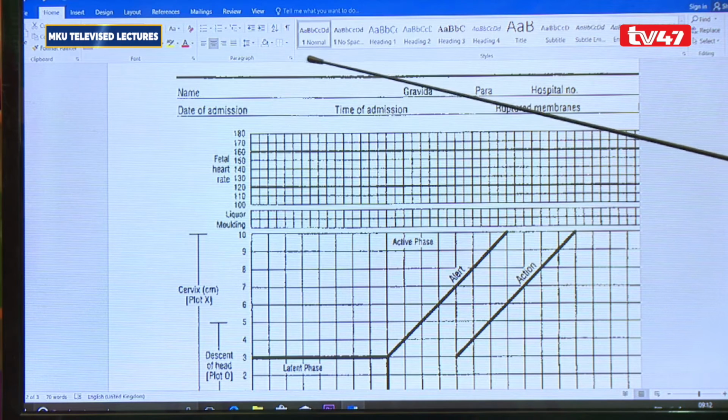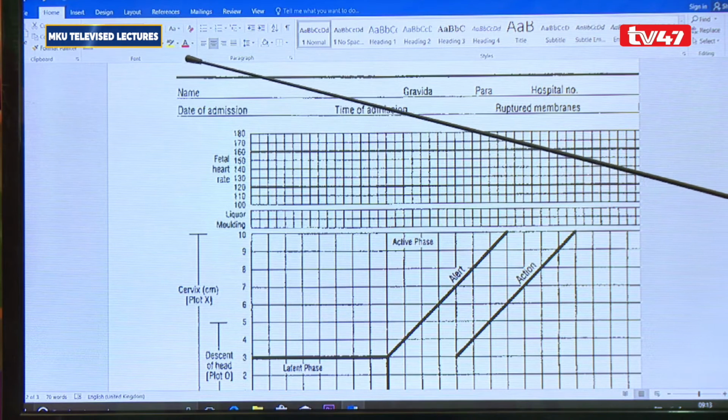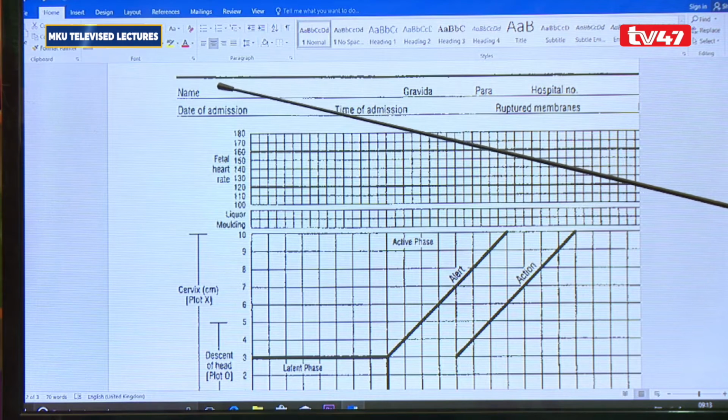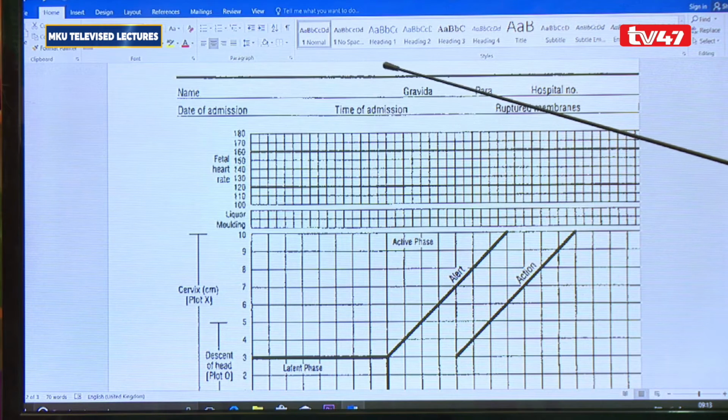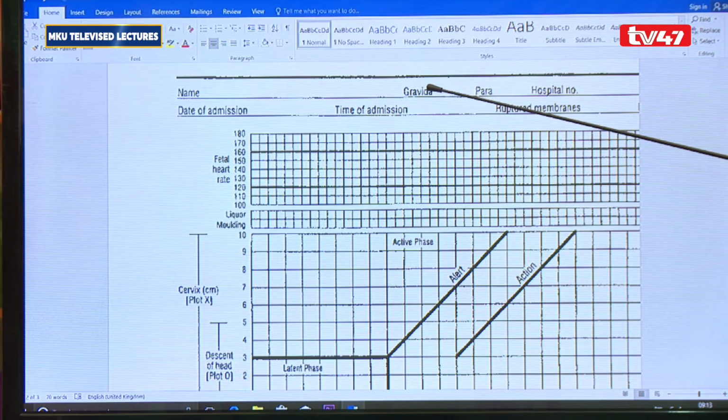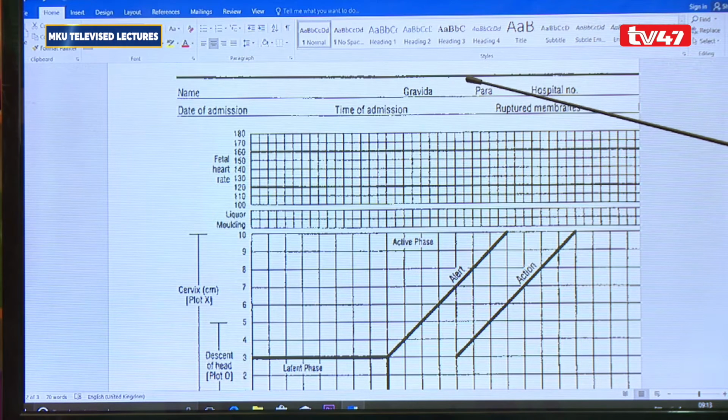The name is significant in that it helps us to identify our client by name. Gravidity is also very important because it tells us how many times this client has been pregnant or gravid. Parity tells us how many times this client has delivered. Is it once? Is it twice?